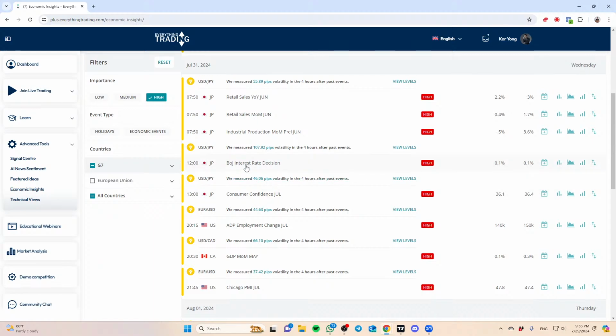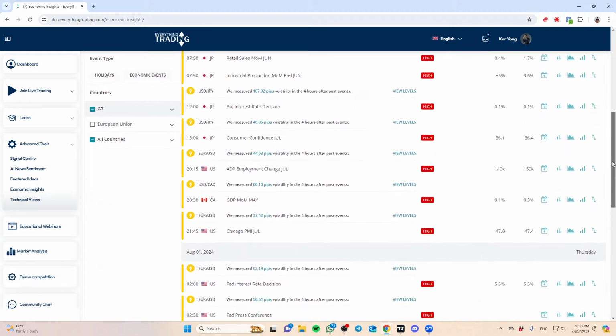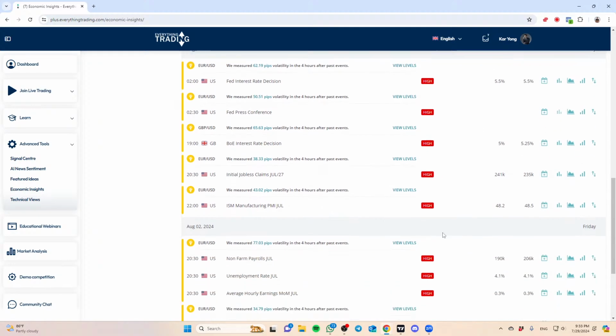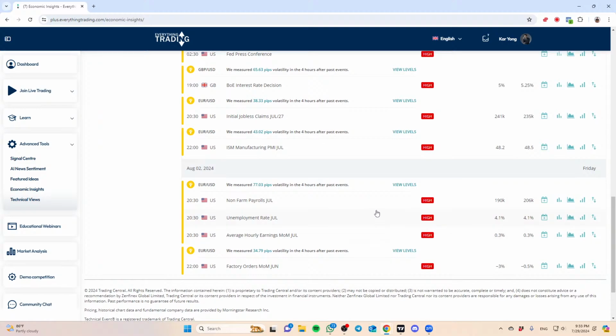So the first thing to note, of course, is the Bank of Japan rate statement, and then going into Thursday midnight, we have the FOMC rate statement as well, followed by the Bank of England, and of course, going into Friday, we have our NFP. In fact, you can see here that NFP volatility on average has given about a 75 to 80 pips range.